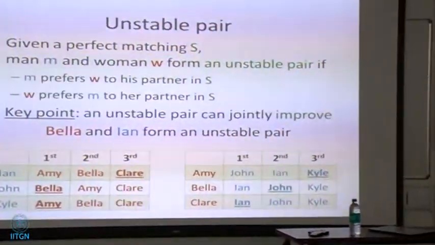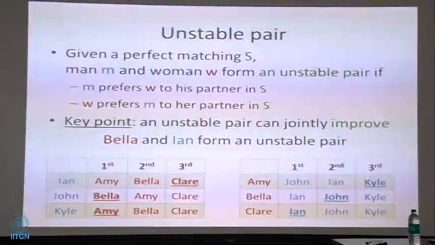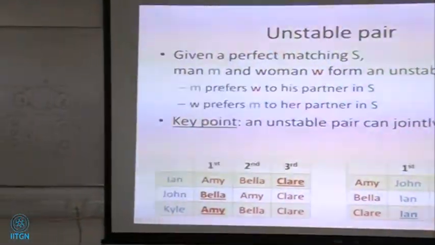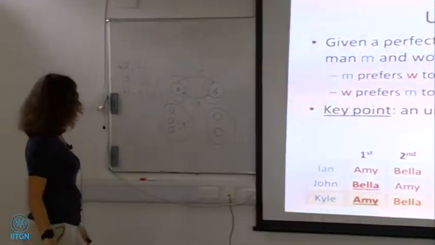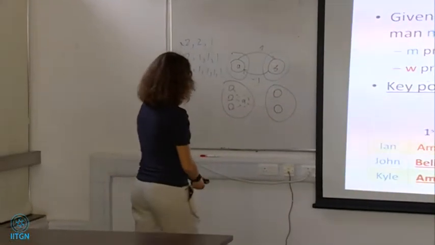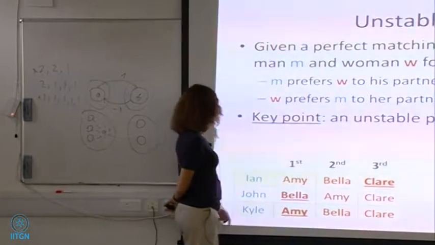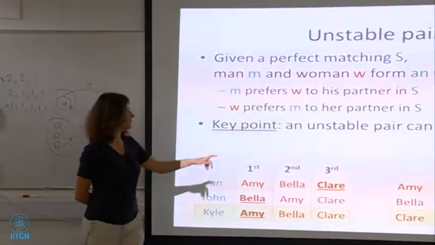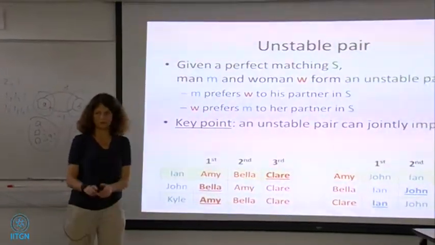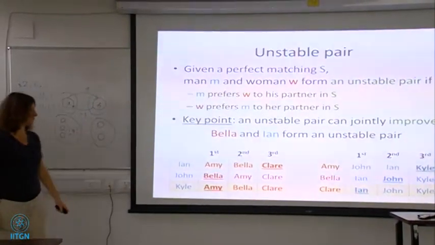Here, for instance, in this example, what is an unstable pair? Bella and Ian. Why is that? Ian prefers Bella to his current partner, Claire. And Bella as well prefers Ian to her current partner, John. So they form an unstable pair.